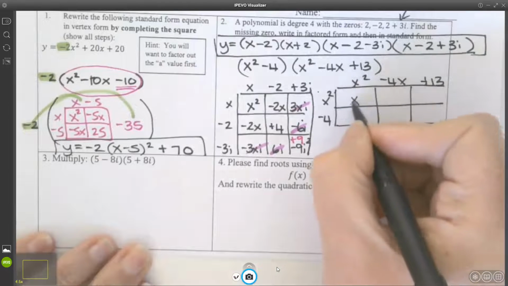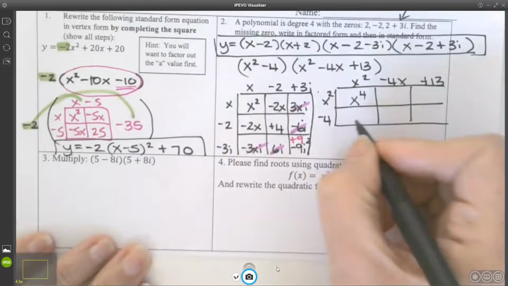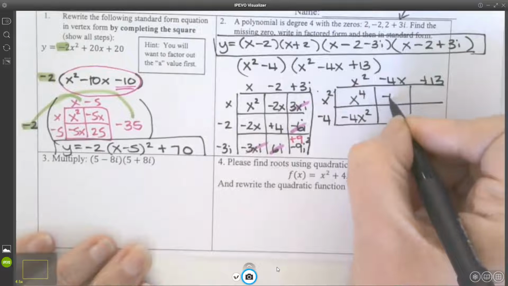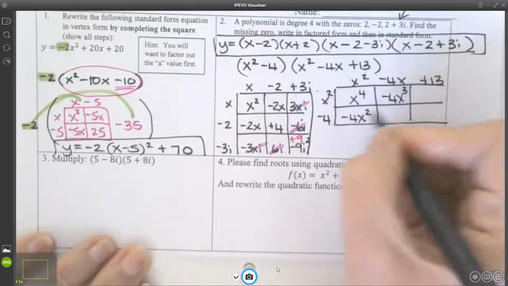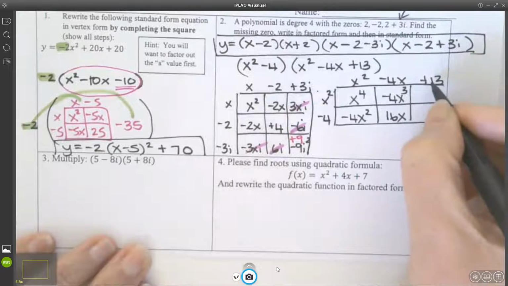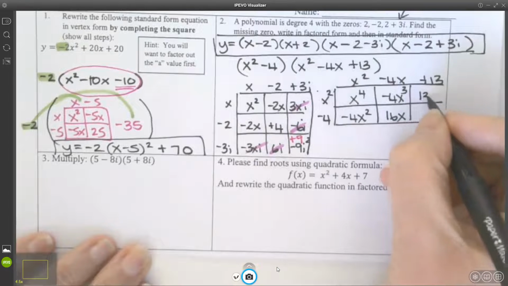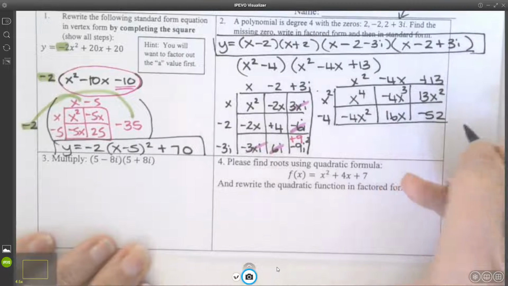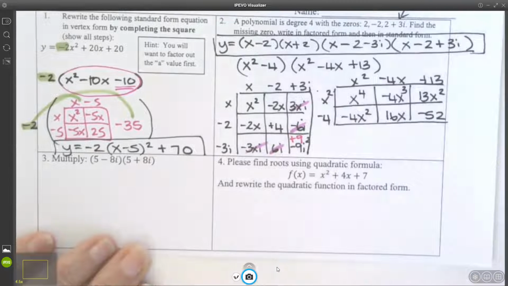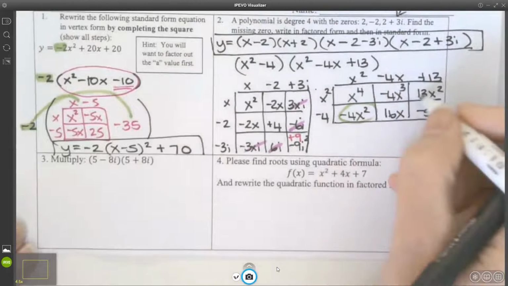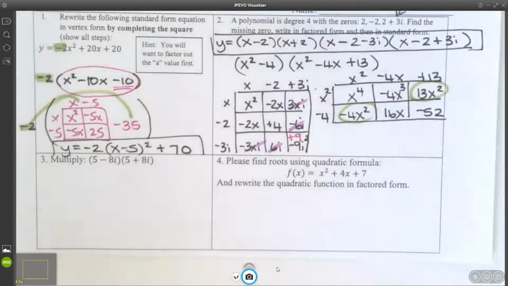x squared times x squared is x to the 4th. x squared times negative 4 is negative 4x squared. Negative 4 times x squared is negative 4x cubed. Negative 4x times negative 4 is positive 16x. 13 times x squared is going to be 13x squared. 13 times negative 4 is negative 52. So the only like terms that I have in this case are the negative 4x squared and 13x squared. Nothing else is a like term.